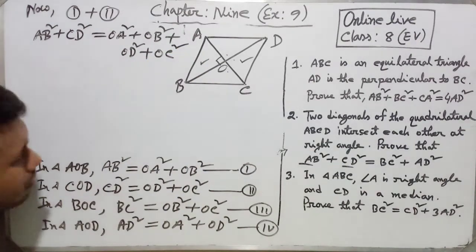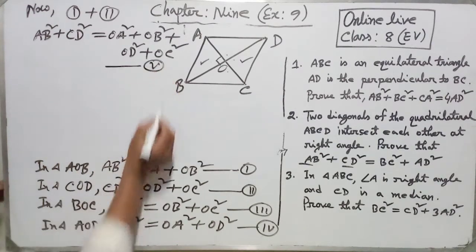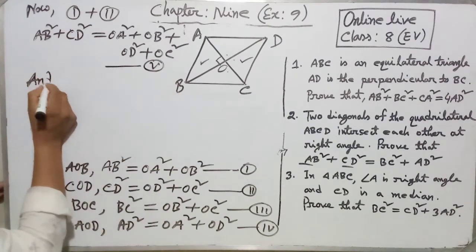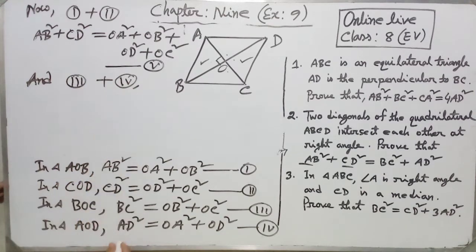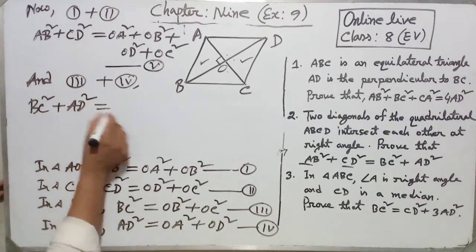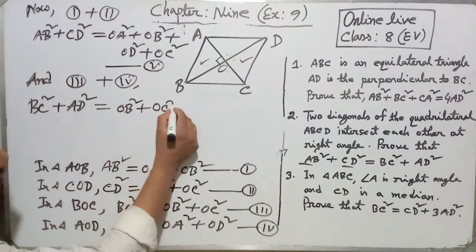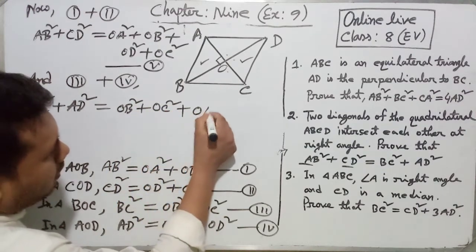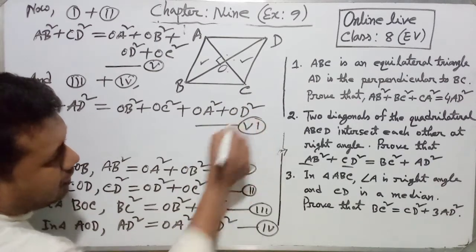Clear, dear students? Okay. Suppose it is our equation number 5, and equation 3 plus 4. Now we will get BC square plus AD square equal OB square plus OC square plus OA square plus OD square. Suppose this is our equation number 6.